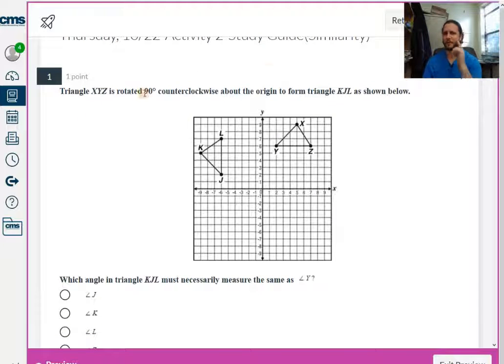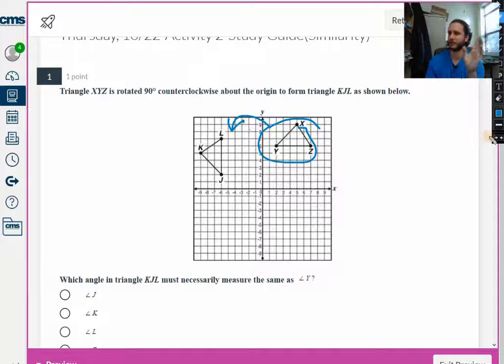Number 1, we've got that triangle was rotated 90 degrees counterclockwise. So that would be this one was rotated 90 degrees counterclockwise. So there it is. Basically, picture this triangle being turned, kind of tilt your head to the right 90 degrees and you'll see how it should have looked.